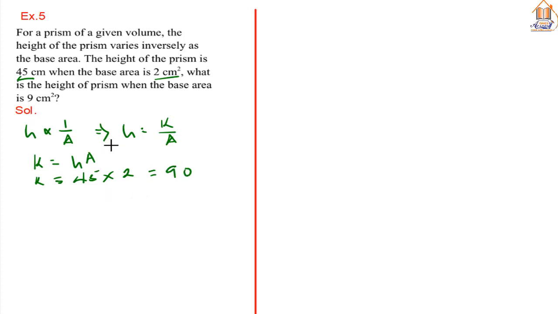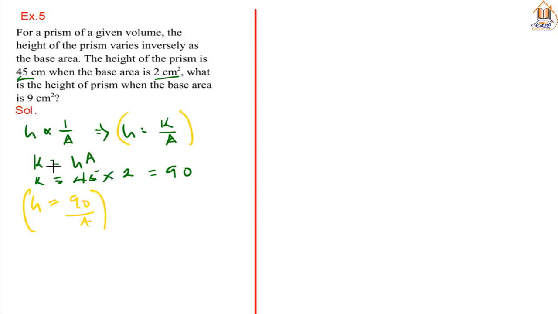Now, if we are to slot the value of K in this equation, we are going to have H is equal to 90 all over A. Now, this is the equation relating H and A. In the question we are not told to find the equation relating H and A, but ideally you have to find it in order to solve the B part of the question.